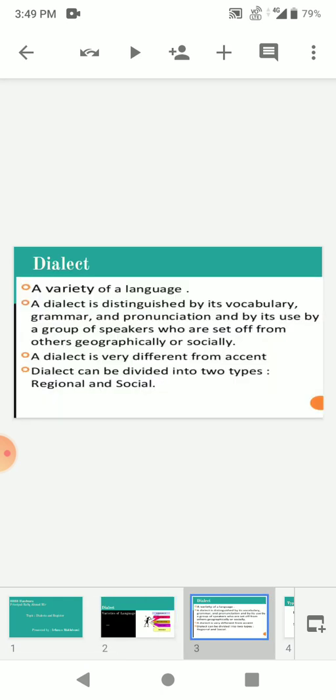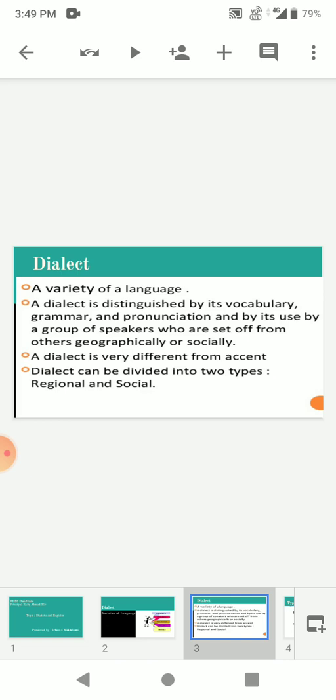So, what is a dialect? A dialect is a variety of language. Like we have our mother tongue Kashmiri. If you go to Sopore, Srinagar, Kupwara or Handwara, you will find differences in pronunciation, grammar, vocabulary.